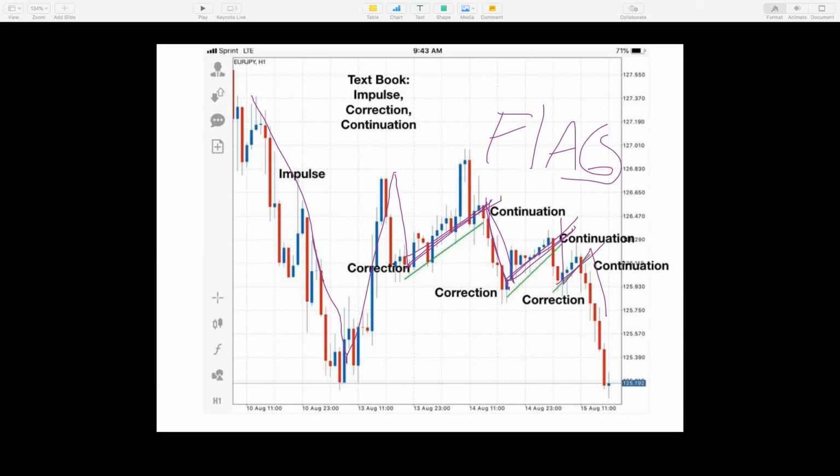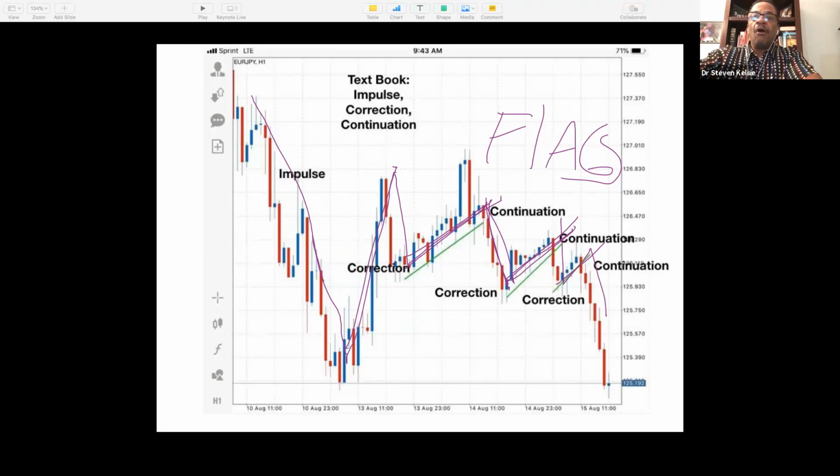Correction all the way right here. That was a deep one. Does anybody know why this was a deep flag, that it came all the way back? I'm going to show you how not to get too afraid when you see a deep pullback. Anybody know? Because the deeper the impulse, the deeper the correction.